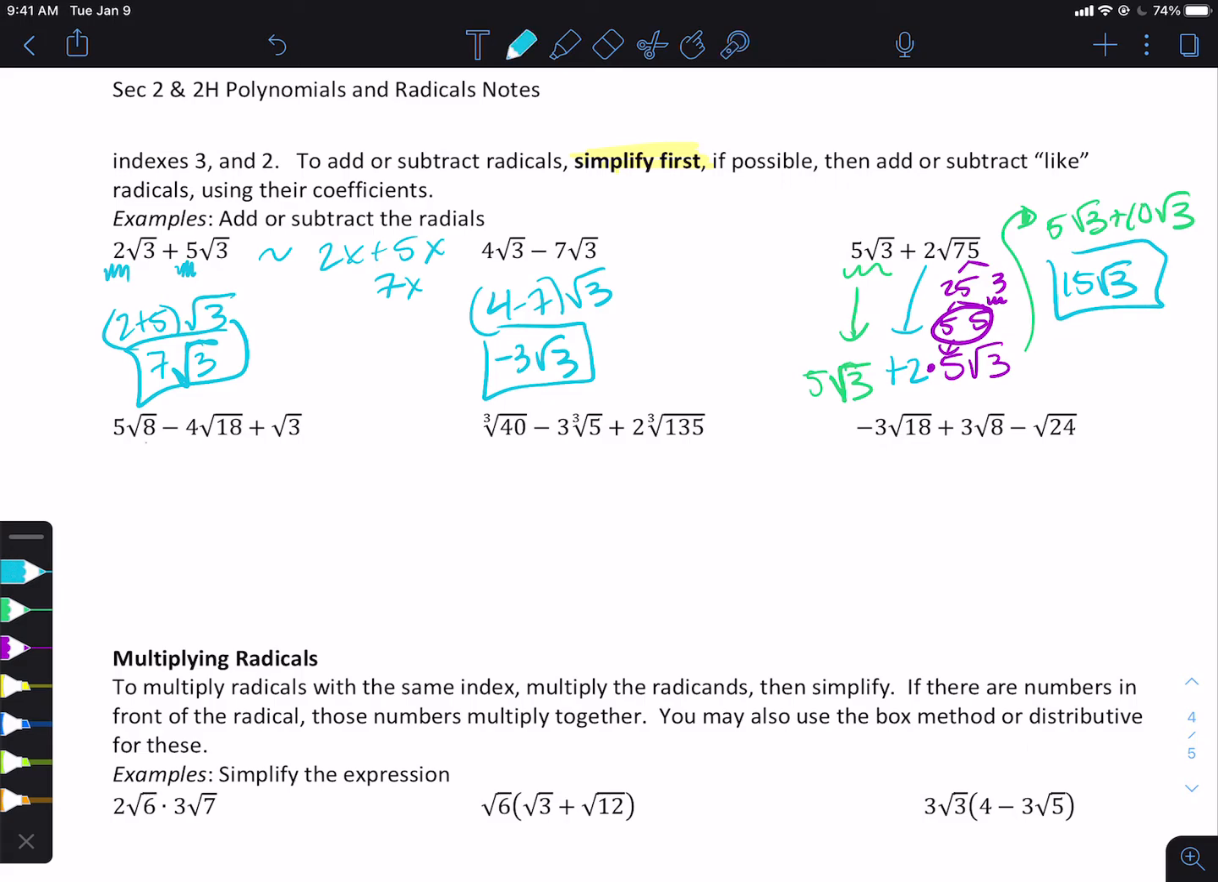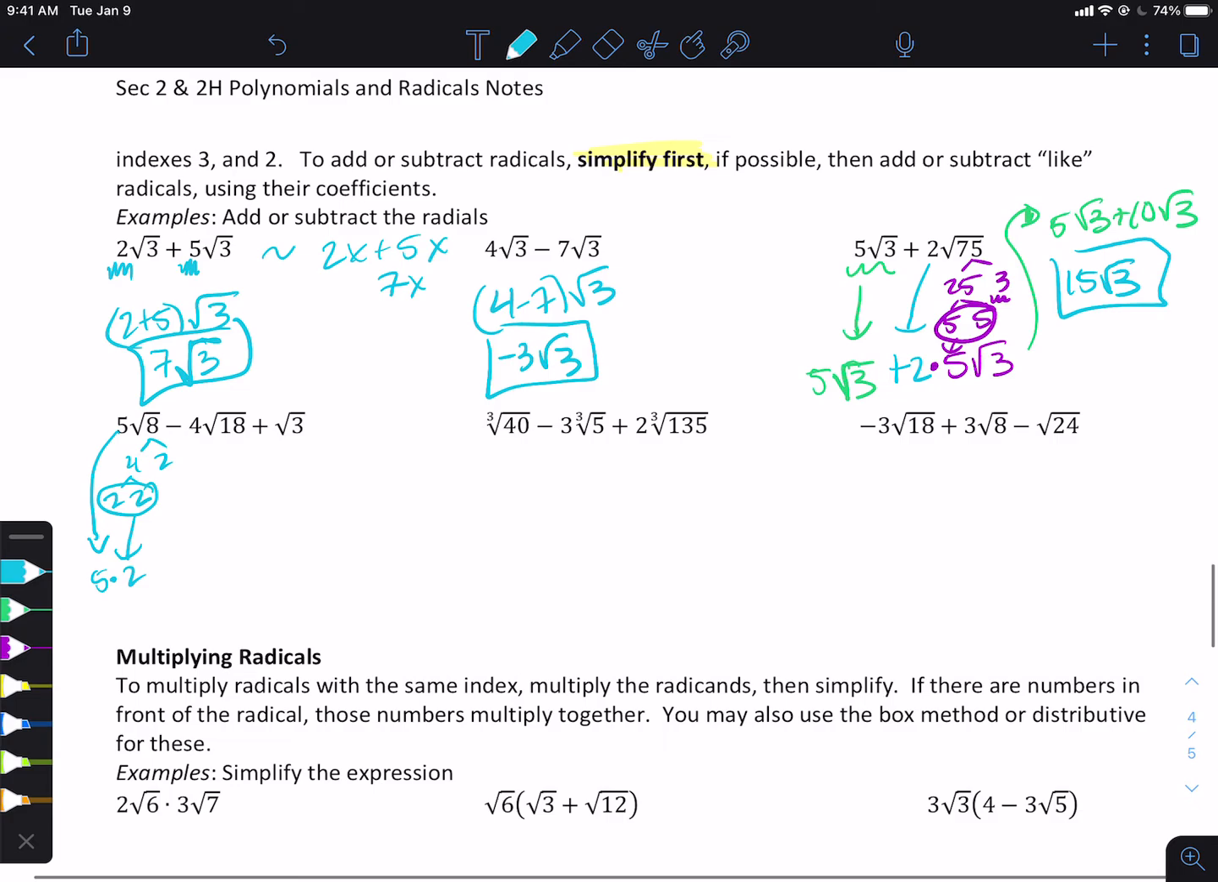Okay, so here, 8 breaks down to 4 and 2, 4 breaks down to 2 and 2. So that means I have a pair of 2's that come out. We don't want to forget the 5 that's out in front already. The things that come out get multiplied by what's out in front, so 5 times the 2, and then underneath we have a 2 left over. Okay?